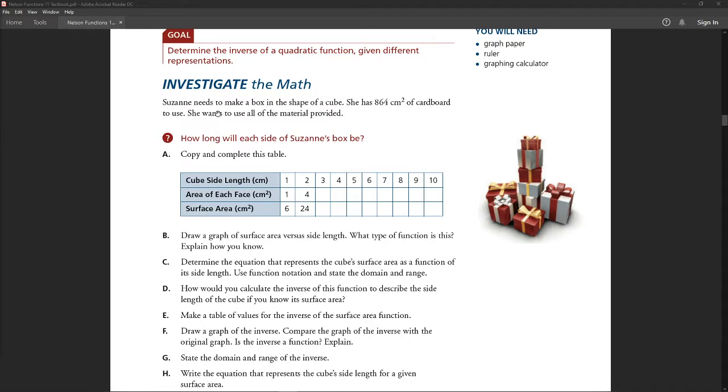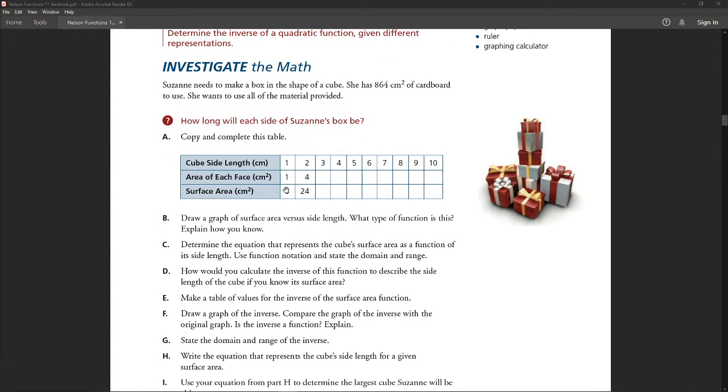Alright, what do we got here? Copy and complete this table. Each cube side is 1, times 6 faces. 2 squared is 4, times 6 is 24. 3 squared is 9, times 6. So this is just the area of each side of the cube, multiplied by 6 faces. We work all the way down here. 10 squared is 100, so the last one is 600.